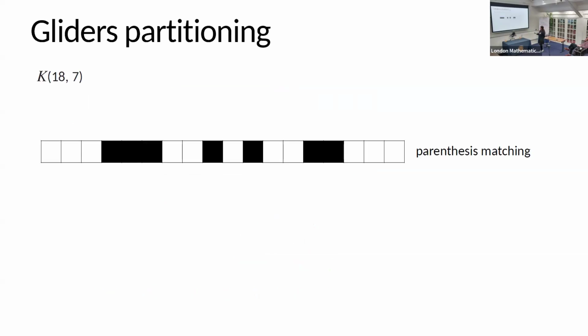Now we come to the most important part, which is called glider partitioning. Let's say this is some vertex of a Kneser graph where n is 18 and k is 7. We did this parenthesis matching where we matched the closest pairs of ones and zeros, and we came up with these black and white boxes. But at this point, it is not very clear which of these matched bits will be a part of which glider.